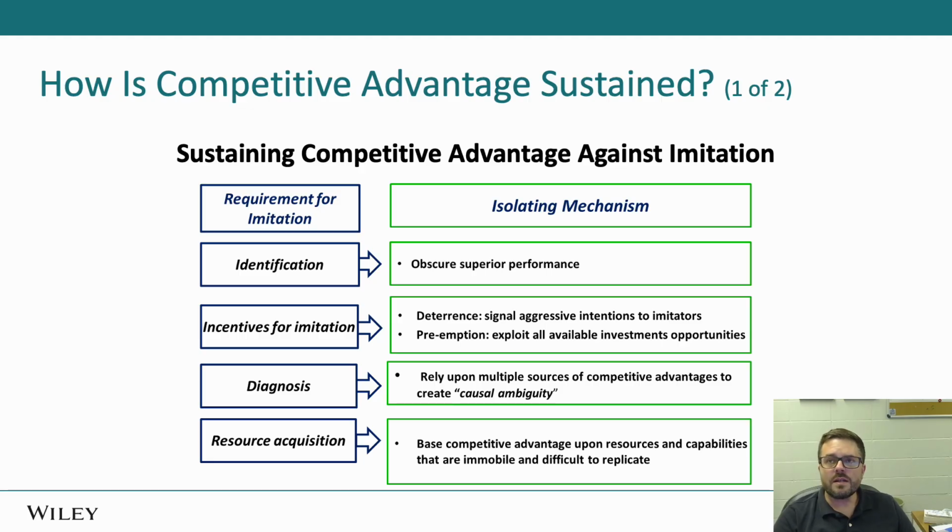Preemption is another way to deter competition. If you just go out and invest a ton, you can show that it won't be profitable for other firms to enter. A great way to do this is by making huge fixed capital investments or investing in capacity if you're a manufacturer.